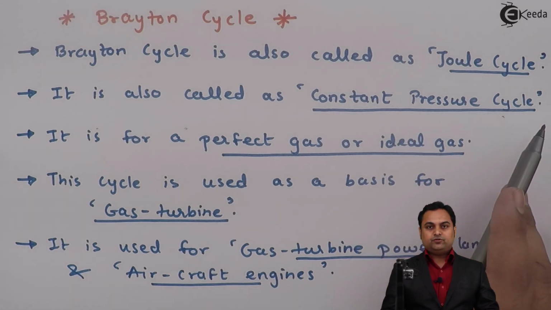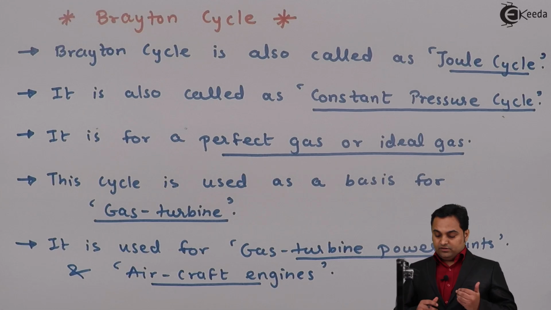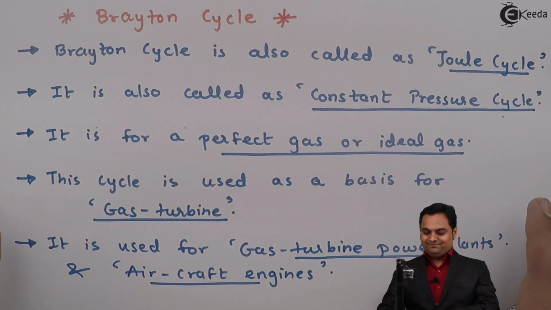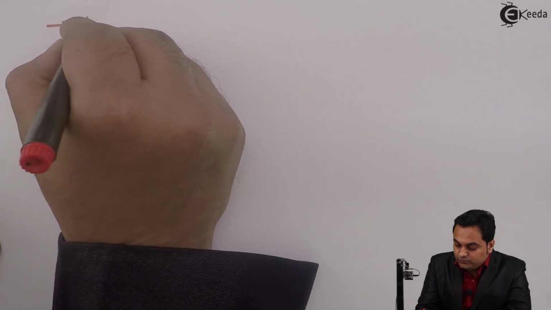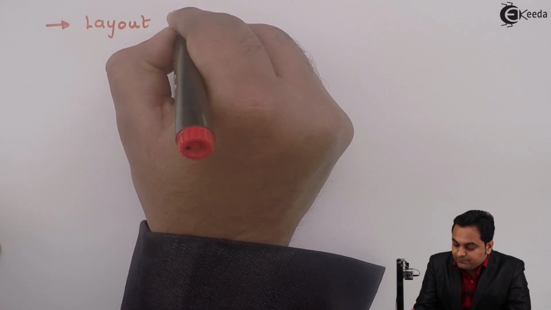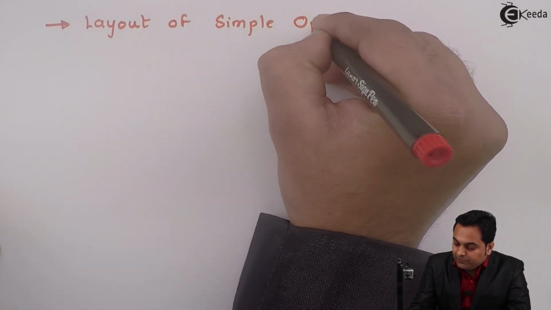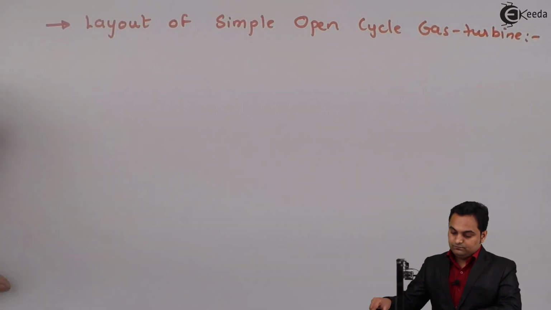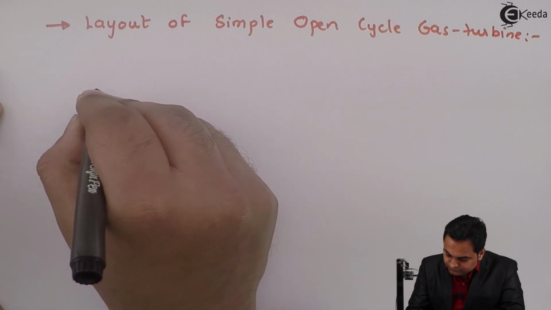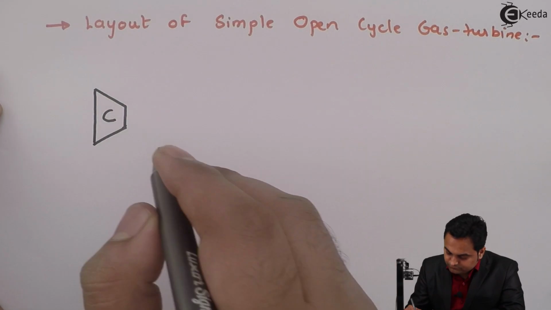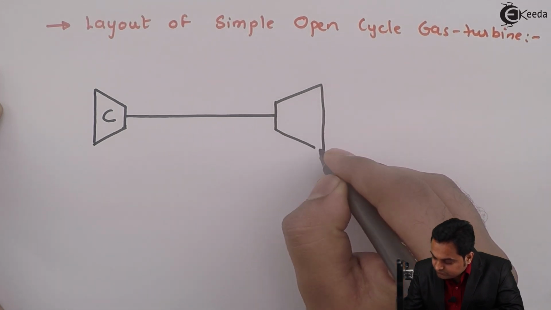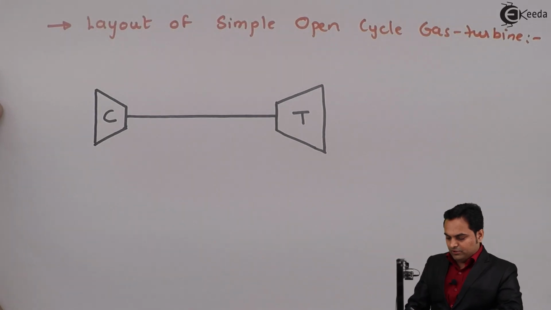Now we'll even understand why it is called as constant pressure cycle. So when I'm starting with Brayton cycle, first I'll draw a simple diagram of a gas turbine power plant, and on that I will be explaining the Brayton cycle. So here I am drawing a layout of a simple open cycle gas turbine.